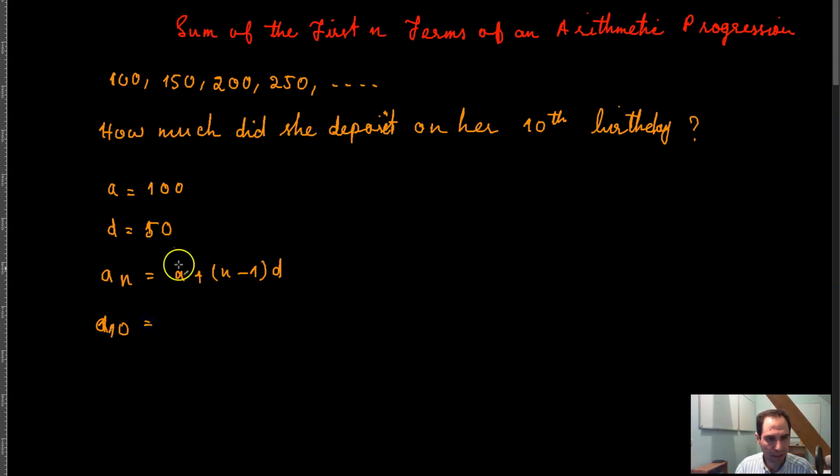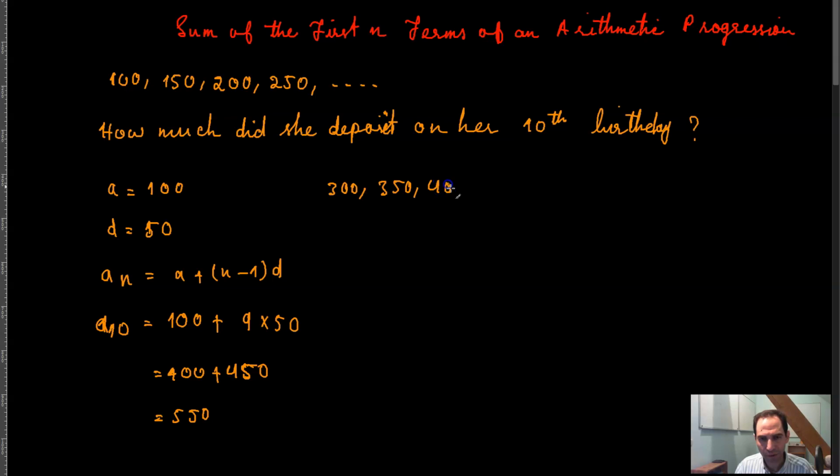And so we said that a of 10 would be equal to a, which is 100, plus n minus 1, which is 9, times 50, which is 450. So that's 100 plus 450, which is equal to 550. Which means that on her 10th birthday, if you keep writing this 250, 300, 350, 400, 450, 500, and 550, 1, 2, 3, 4, 5, 6, 7, 8, 9, 10, exactly 550 rupees she deposited on her 10th birthday.